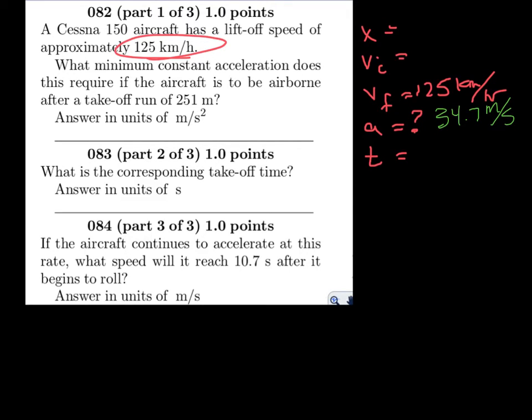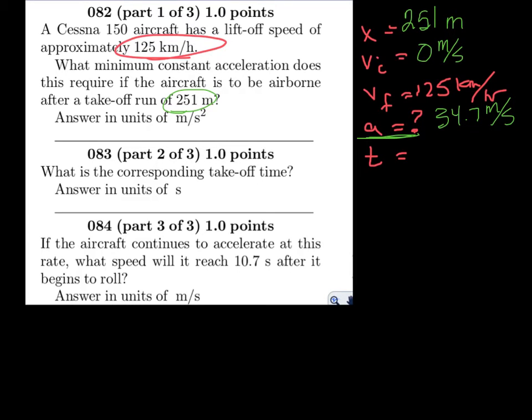So let's think about what other implied information might be in here. The aircraft has a liftoff speed of that, constant acceleration if it's going to be airborne after a takeoff run of 251 meters. So our displacement is that 251 meters. What do you think the plane's initial velocity is? Right, 0 meters per second, because the plane's going to start at rest and speed up. So we are looking then for acceleration.